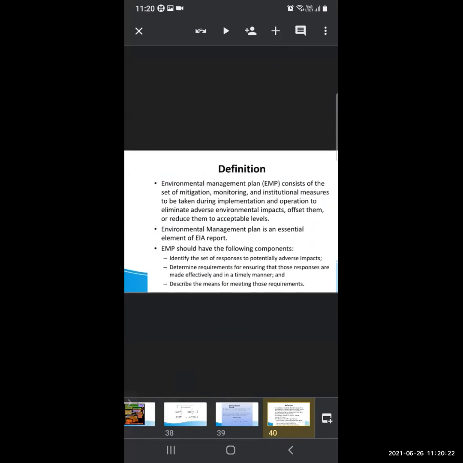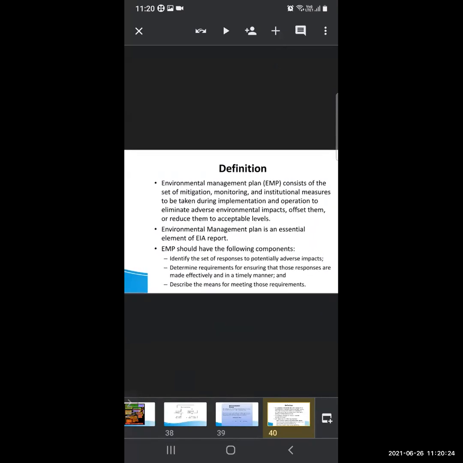This is the definition. Environmental management plan consists of the set of mitigation, monitoring and institutional measures to be taken during implementation and operation to eliminate adverse environmental impacts, offset them or reduce them to acceptable levels.